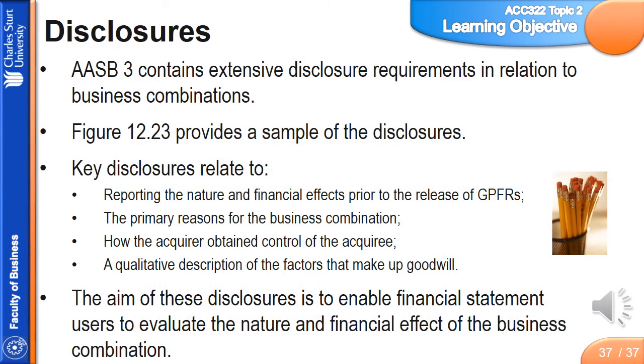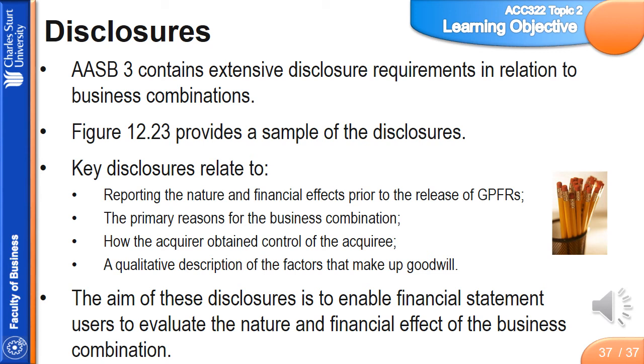Now looking at the last learning objective, D, prepare appropriate AASB 3 disclosures relevant to the establishment of a business combination. I combine this with learning objective C as this objective is covered over the one slide. Not too much to discuss here. It says that there are extensive disclosure requirements in relation to a business combination, and figure 12.23 on page 605 of the text provides a sample of the disclosures using an actual business, Pelican Limited.